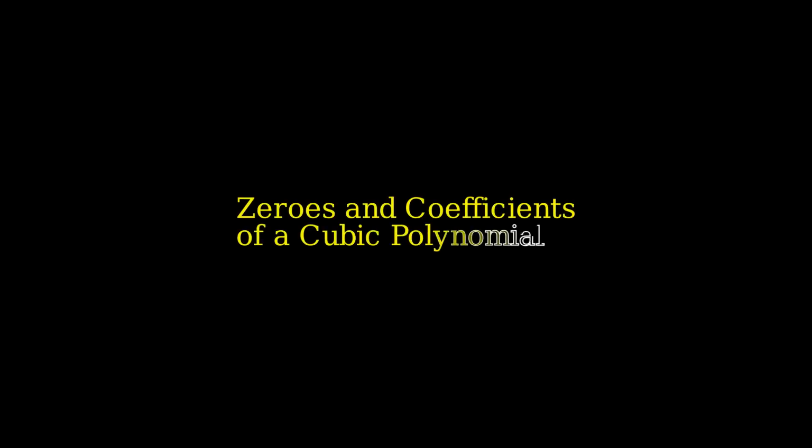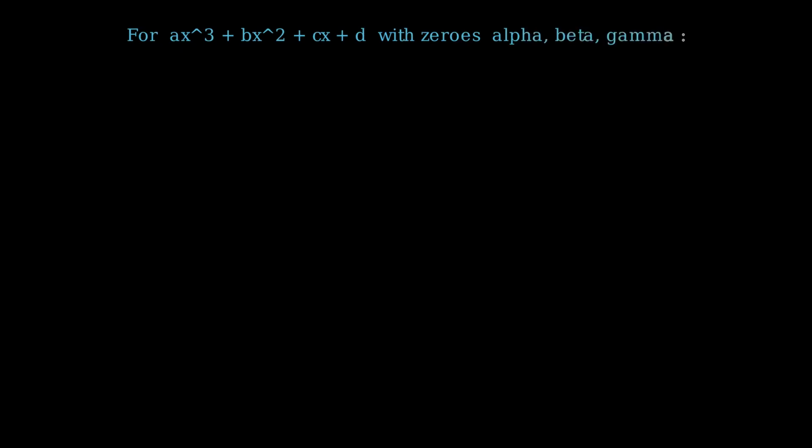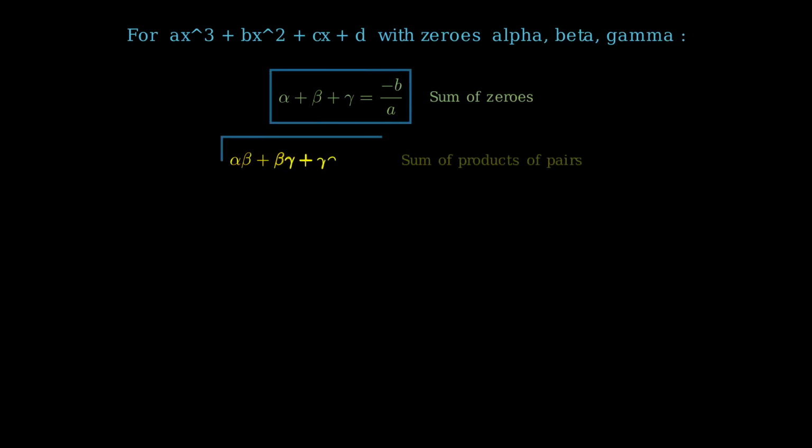We now extend the relationship between zeros and coefficients to a cubic polynomial. A cubic polynomial has degree 3 and the general form is ax cubed plus bx squared plus cx plus d, where a, b, c, and d are real number coefficients and a is not zero. A cubic polynomial can have up to 3 zeros. Let us call them alpha, beta, and gamma.